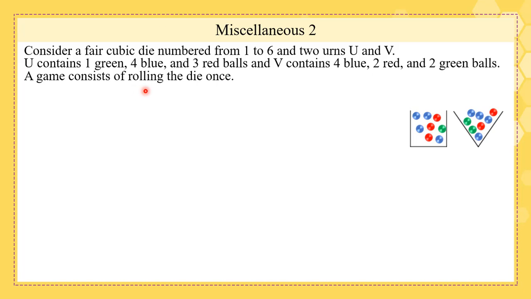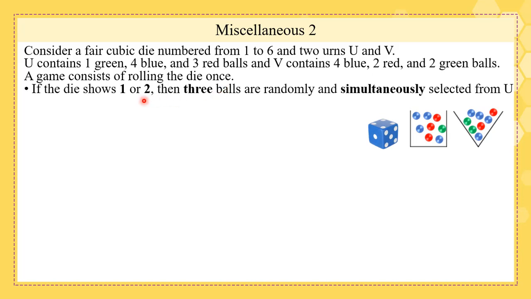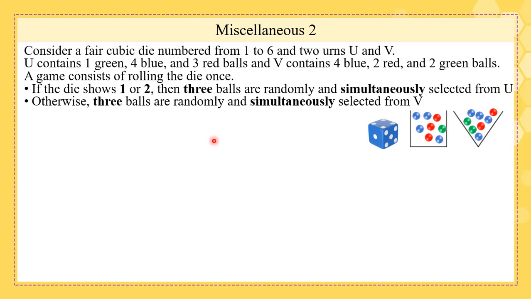Now a game consists of rolling the die once. So we have to roll the die. If the die shows 1 or 2, then 3 balls are randomly and simultaneously selected from U. Otherwise, 3 balls are randomly and simultaneously selected from V. So we have to roll the die first. After rolling the die, if we get 1 or 2, we will choose 3 balls simultaneously from U. And if we get a 3, 4, 5, or 6, we're going to choose 3 balls simultaneously from V.